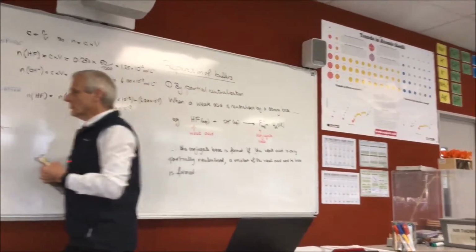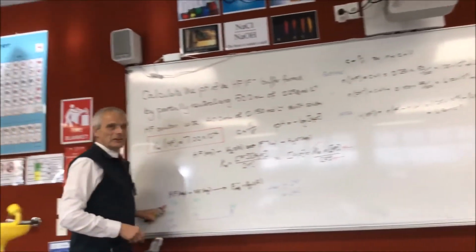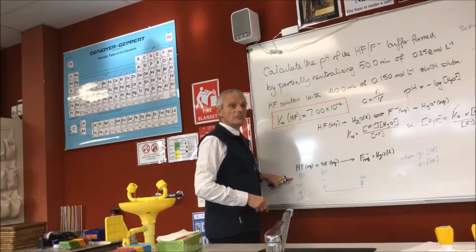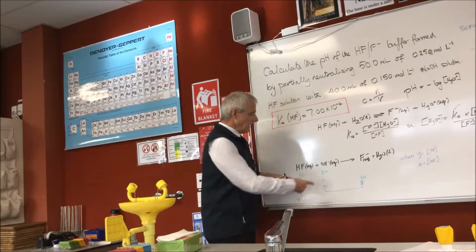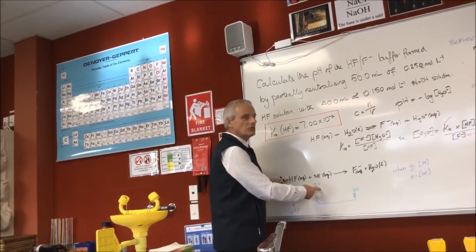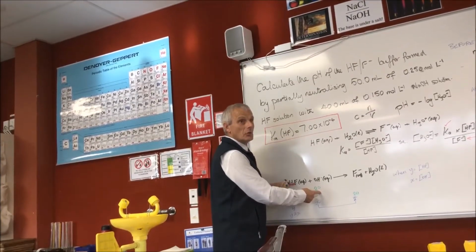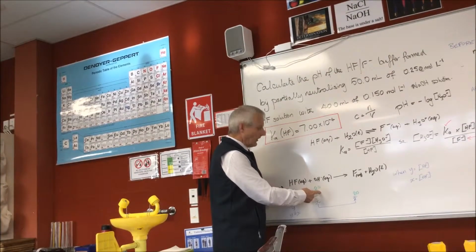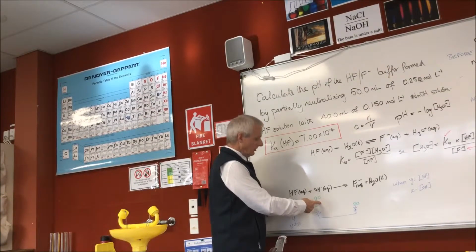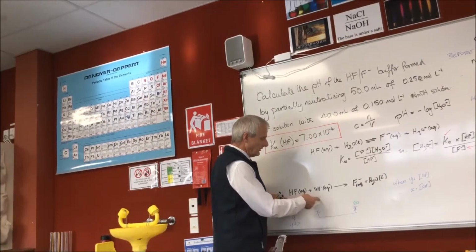So I started off with 50 HF molecules. And I added 20 OH minuses, which are going to remove H from 20, because it's a one-to-one reaction. So if I had 50, how much am I going to end up with? 30. So in other words, what I've done, I've taken this amount from that.